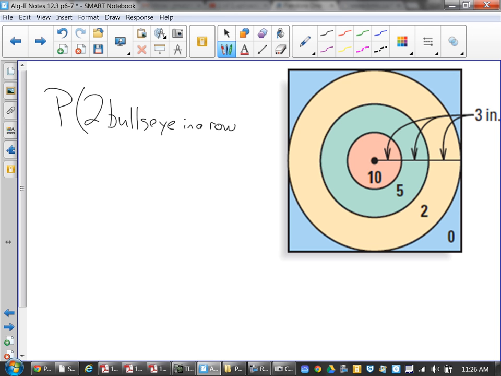Wow, you have to go through a lot to figure it out. I want to know the probability of getting 2 bullseyes in a row. Oh, I need to do some math. Are we going to find what one bullseye would be and then divide it by 2? No. Here, you ready?